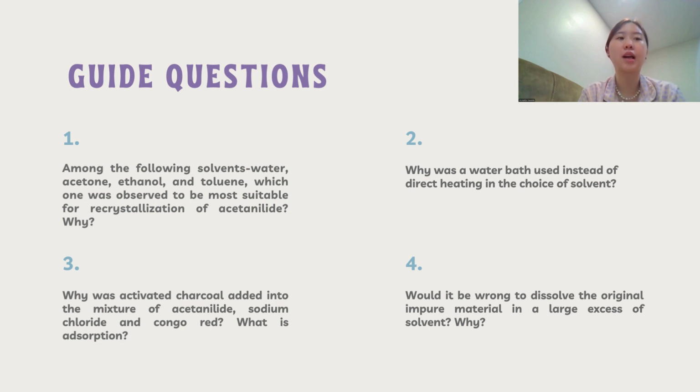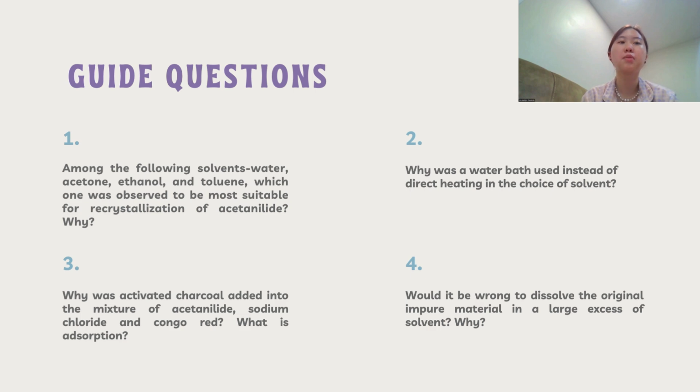Third was, why was activated charcoal added into the mixture of acetanilide, sodium chloride, and Congo red? What is adsorption? Activated charcoal is used in recrystallization primarily to adsorb colored impurities from the solution. It works by having a large surface area with many adsorption sites. Adsorption is a process where a solid is used for removing soluble substances from water, which can trap molecules of impurities, particularly colored ones or those with polarities similar to activated charcoal.